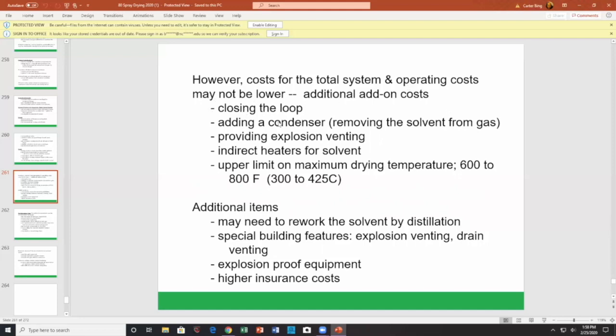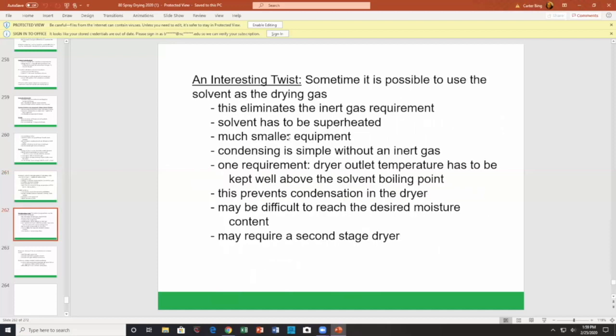Additional add-ons: closing the loop, adding a condenser, providing explosion venting, indirect heaters, upper limit maximum drying temperatures of 400 to 450 C or 425. Additional items may need to rework the solvent by distillation, right? Special building features, explosion venting, explosion-proof equipment, higher insurance costs. You want to put this in explosion-proof facilities. In other words, if there's going to be an explosion, you want to direct that explosion in a certain direction. Bunkers is what you call them, right? Anyway, higher insurance costs.